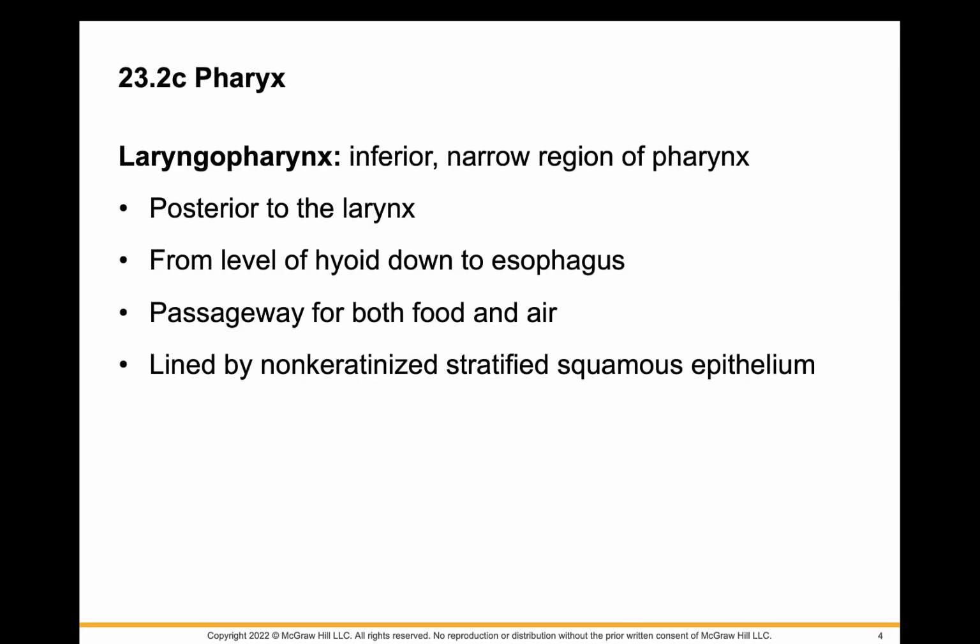Now, the laryngopharynx is the inferior, narrow region of the pharynx. It is posterior to the larynx. It can be found from the level of the hyoid down to the esophagus. It also is a passageway for both food and air, so it also is going to be lined by non-keratinized stratified squamous epithelial tissue.